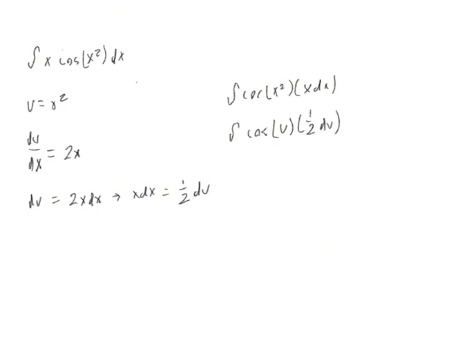The 1/2 shouldn't be in there though, so what we should do is pull the constant out, so we can just have the 1/2 on the outside of the integral. So it would just be 1/2 times the integral of cosine of u du.